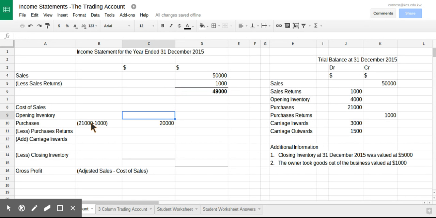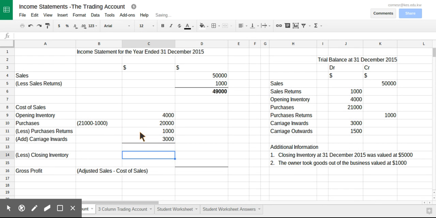Opening inventory, looking on here, that's 4,000. We've already made the entry for our purchases, and we've adjusted that for these goods that we're taking out for the owner's own use. So following a concept that some of you may have heard of, called the business entity concept, we consider these transactions to be nothing to do with the business. And that's why I've taken them off the purchases. We're going to less purchases returned, which are 1,000. And we're going to add our carriage inwards, and the carriage inwards was 3,000.